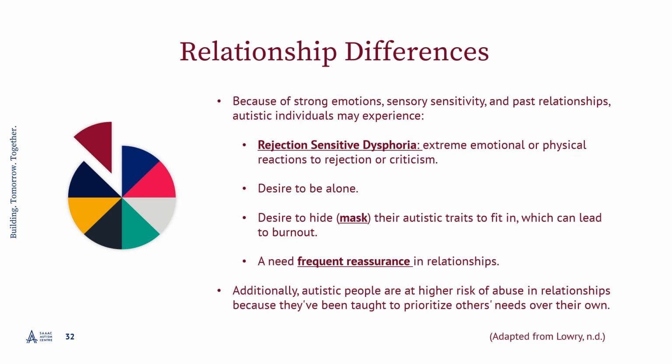Some other relationship phenomena that autistic people may experience because of strong emotions, sensory sensitivity, and past relationship experiences include rejection-sensitive dysphoria. This is an extreme physical or emotional reaction to real or perceived rejection or criticism. This can lead to a desire to be alone, a desire to hide or mask their autistic traits to fit in, which can lead to burnout, and a need for frequent reassurance in relationships.